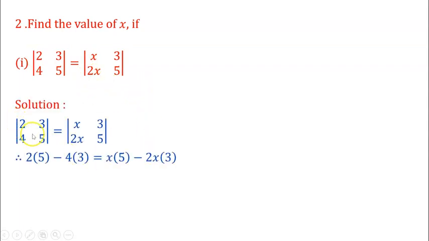2 into 5 minus 4 into 3 is equal to x into 5 minus 2x into 3. You will get 10 minus 12 is equal to 5x minus 6x. And finally, here you will get minus 2 is equal to minus x, and hence x is equal to 2.